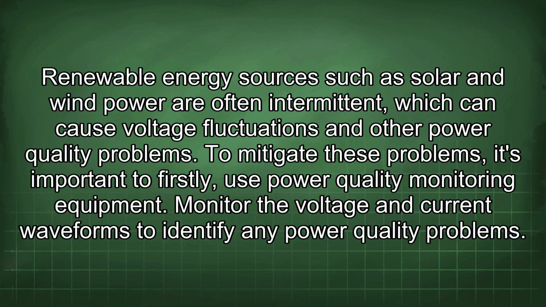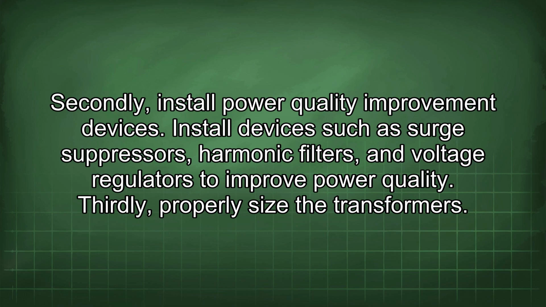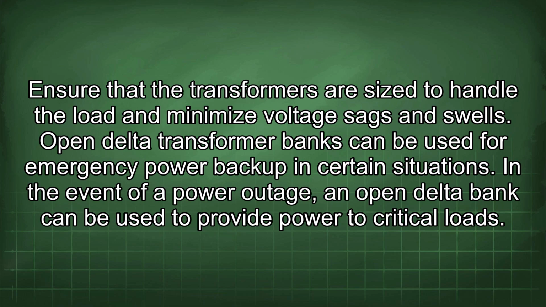Renewable energy sources such as solar and wind power are often intermittent, which can cause voltage fluctuations and other power quality problems. To mitigate these problems, it's important to, firstly, use power quality monitoring equipment. Monitor the voltage and current waveforms to identify any power quality problems. Secondly, install power quality improvement devices. Install devices such as surge suppressors, harmonic filters, and voltage regulators to improve power quality. Thirdly, properly size the transformers. Ensure that the transformers are sized to handle the load and minimize voltage sags and swells.